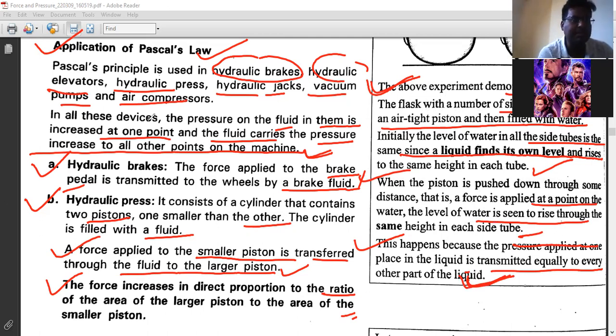This can be asked in your examination. What is the application? Your answer should be hydraulic brake, hydraulic elevator, hydraulic press, hydraulic jacks, vacuum pump, air compressor.